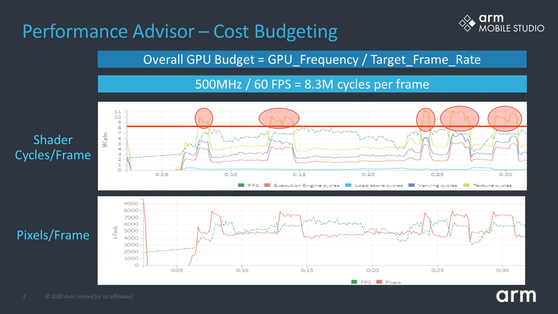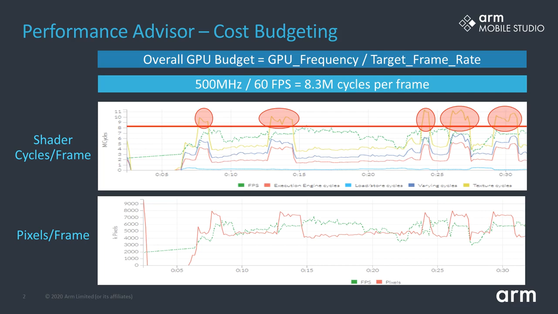Cost budgeting is a useful exercise to run through, as being upfront about how many cycles, bytes, vertices, and pixels you can afford can avoid a lot of problems later in the development process. In this case, we have set ourselves a target of hitting 60 FPS on a 500 MHz GPU, so we have a best case budget of 8.3 million GPU cycles to spend per frame. While some parts of this particular game are under this target, there are definitely regions which are not, and that will need further investigation.